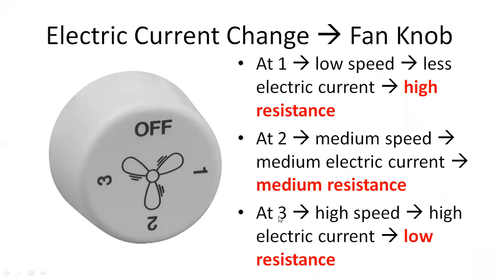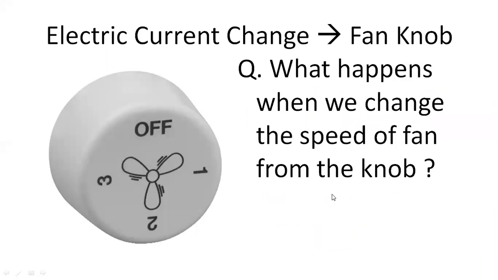So at 3 the speed of the fan could be very high. That means it is getting supplied with high electric current, and in simple terms it means it has low resistance because high electric current is flowing, right? That means a high value of I automatically means low resistance. Correct? Okay. Now let us move to the next one.